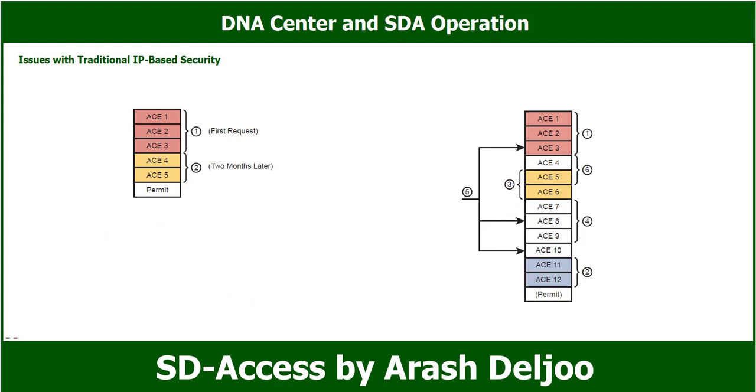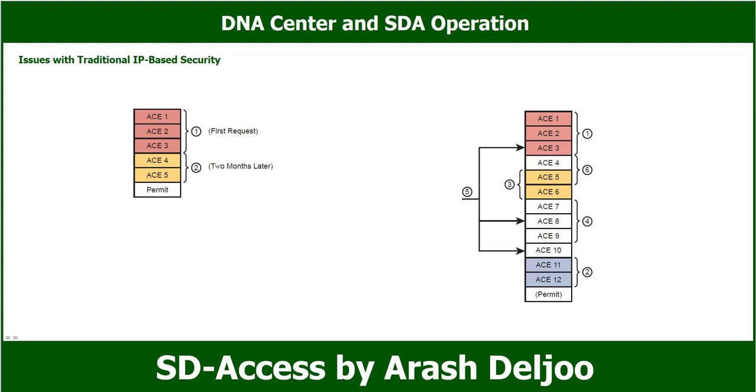Alright, now let me explain about the issues with traditional IP-based security. Imagine the life of one traditional IP ACL in an enterprise. Some requirement occurred and an engineer built the first version of an ACL with 3 access control entries, or ACEs, that is, access list commands, with a permit any at the end of the list.